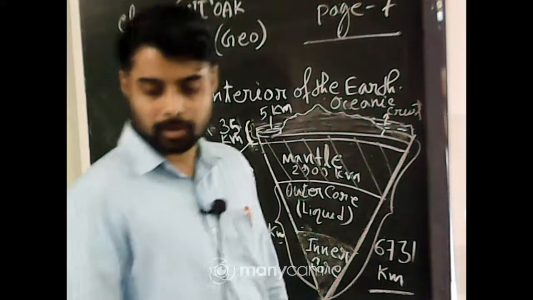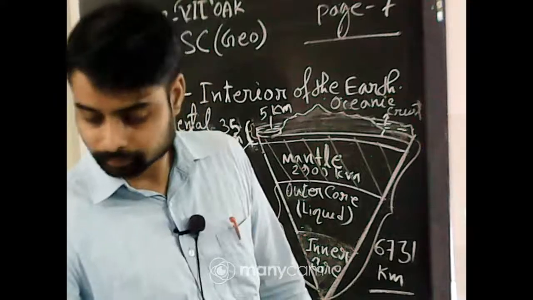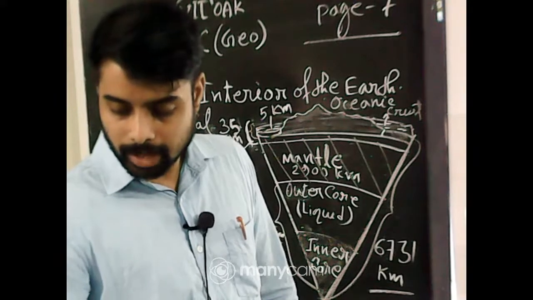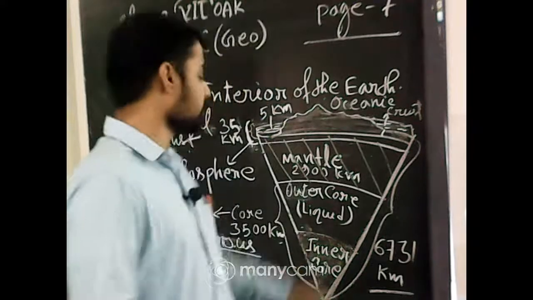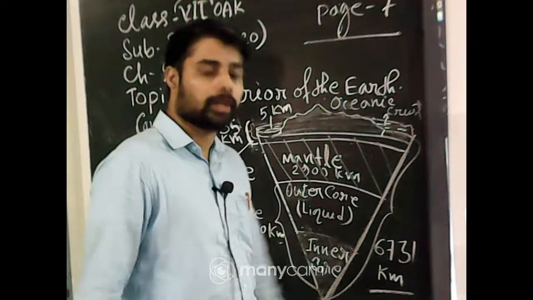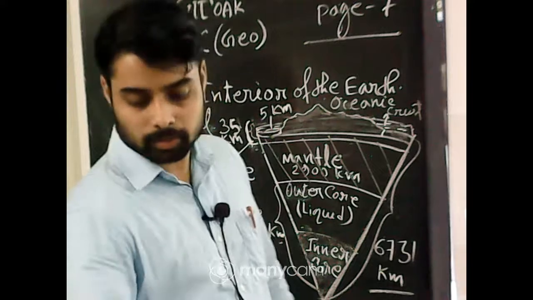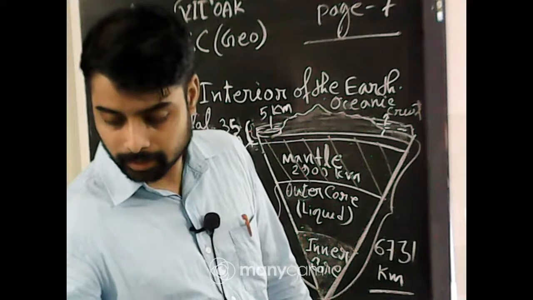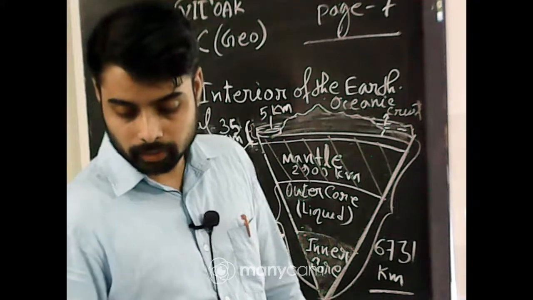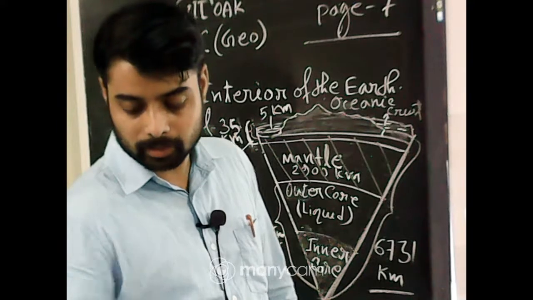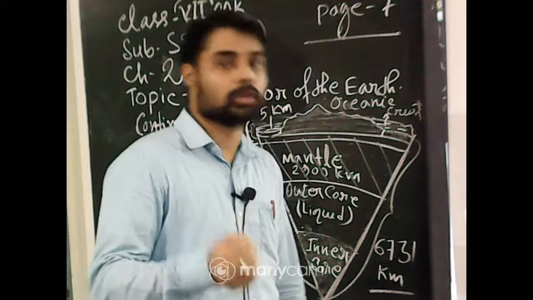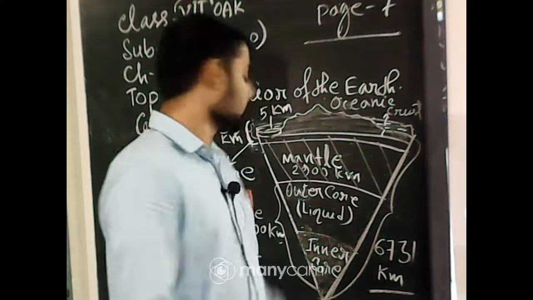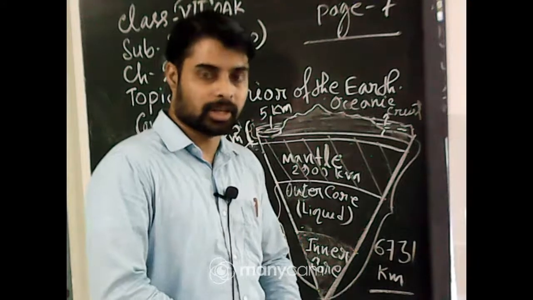I hope you have understood, and it is very deep. What is the temperature of the inner core? It is almost 6000 degrees, and it is very hot. So that is why nobody can survive in the inner core, no animal, and bacteria also cannot survive. Okay.